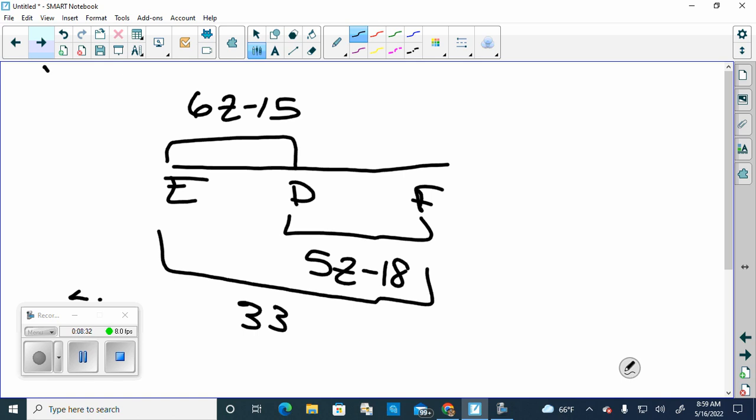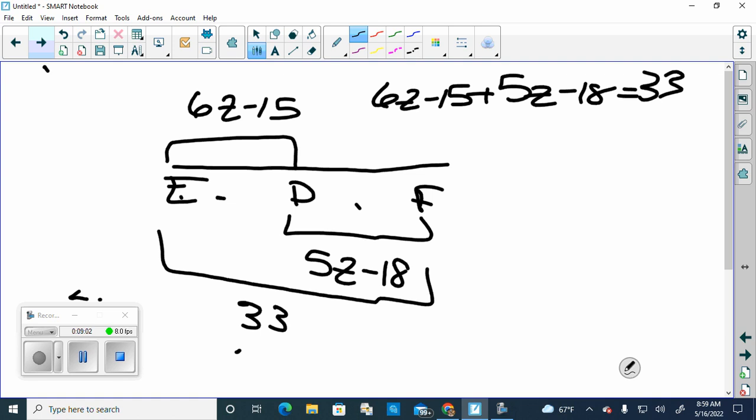This is called segment addition postulate. You'll add both of those and put them equal to 33. These two should add to equal the total. I don't know the length of each, but I know I'm supposed to add them. So this would be 6Z minus 15 plus the other segment, 5Z minus 18, and then I set it equal to 33. From there, just solve. It says on here segment addition postulate, so you just need to know which two you're adding. Drawing will help you.